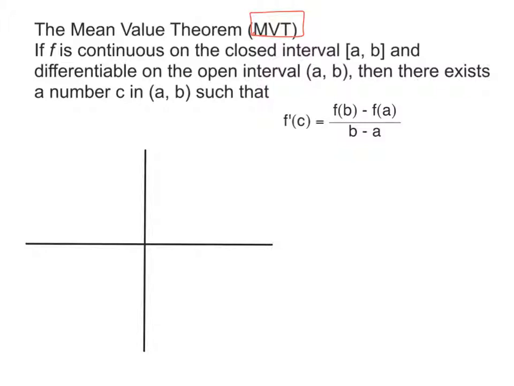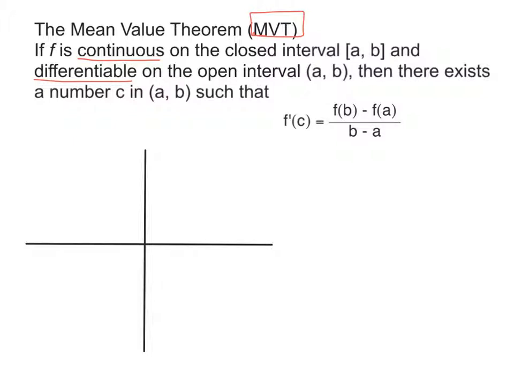It says if f is continuous, again, on a closed interval from a to b and differentiable on an open interval. And these are key pieces that, again, must be true in order to use the mean value theorem, must be continuous, and must be differentiable on some interval. Okay, then there exists a number c in between a and b, such that, and then we have this formula over here. So f prime of c is equal to f of b minus f of a over b minus a.